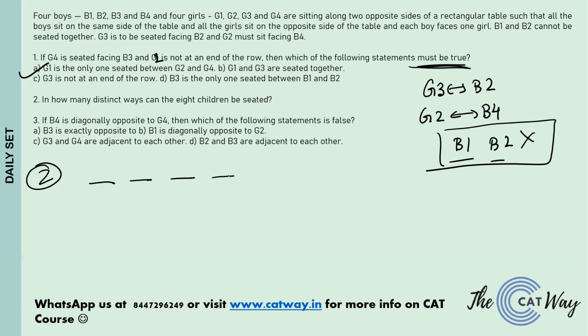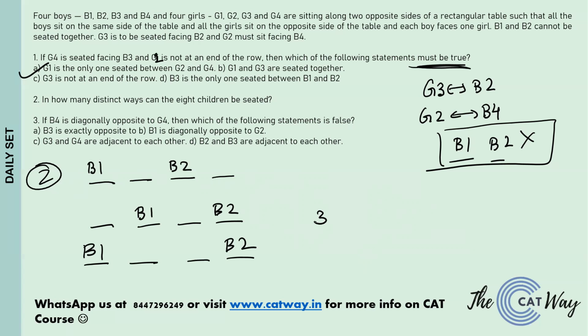Now for B1 and B2, we know they are not going to sit together. So there are 3 possibilities for B1 and B2. Either it could be this, or it could be this, or it could be this. So these are the 3 possible cases in which B1 and B2 can sit apart.